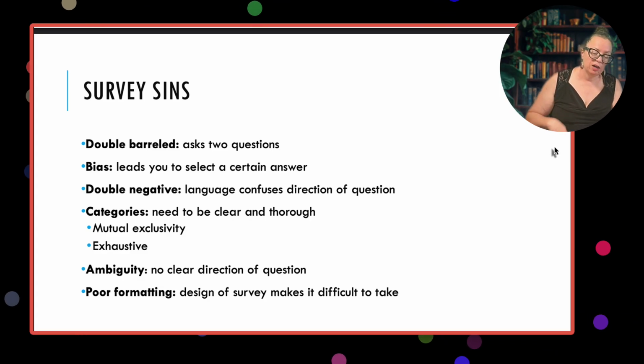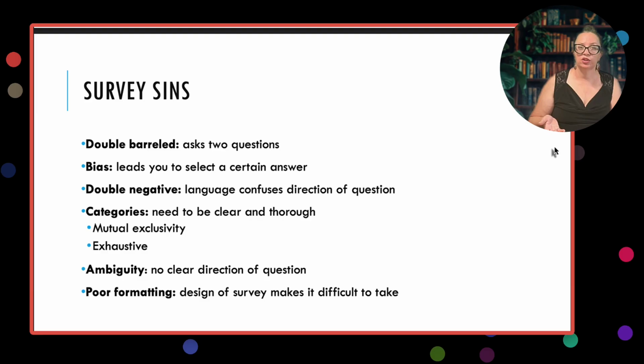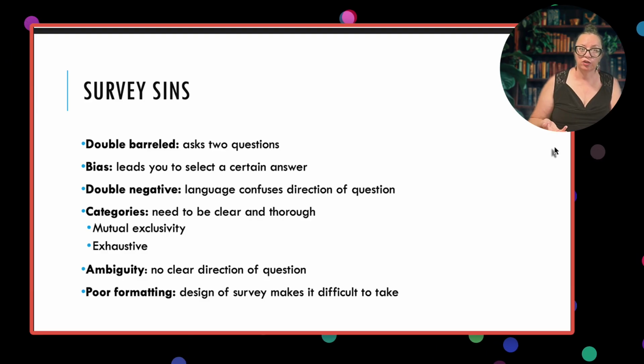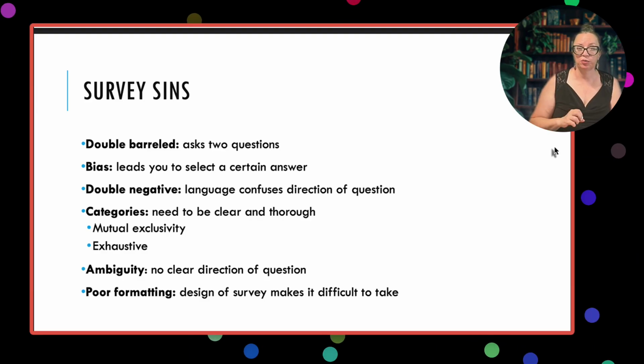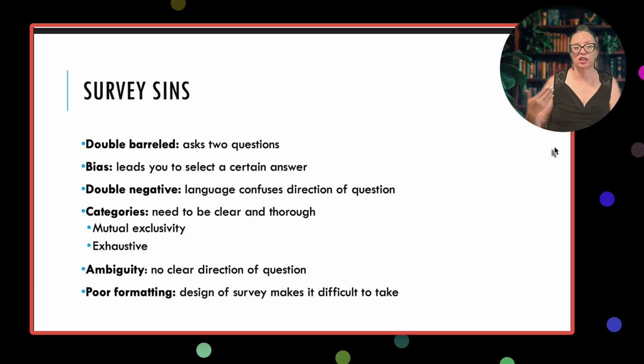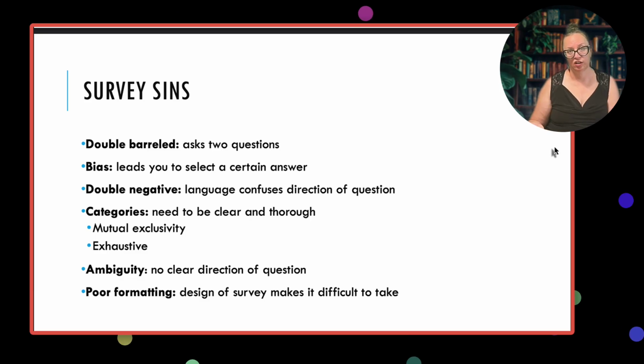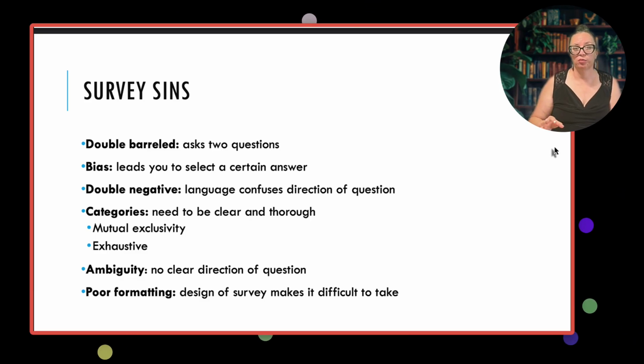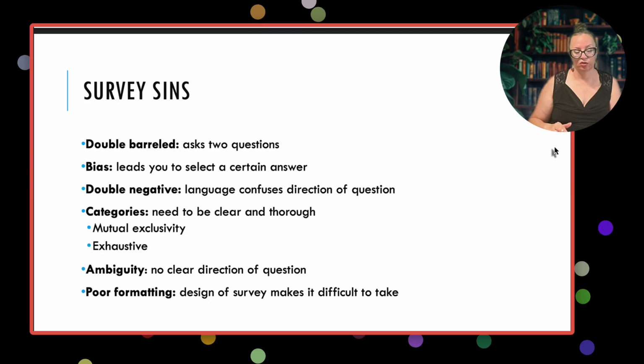We don't want any ambiguity in our questions. We want them to be very straightforward, very clear. Even if we're using deception, as we discussed in ethics, we still want the nature of our questions to be easy to understand. The response options should not be confusing for the people being surveyed.